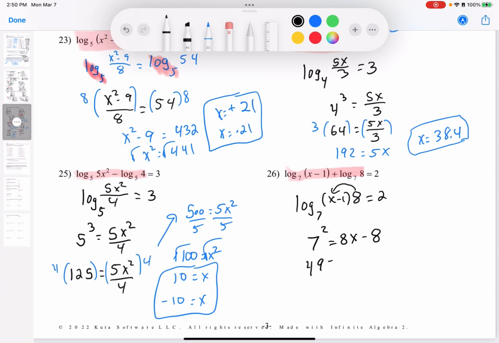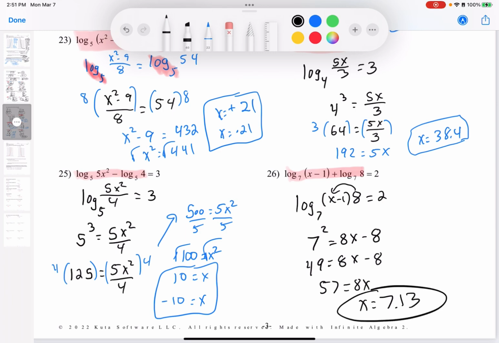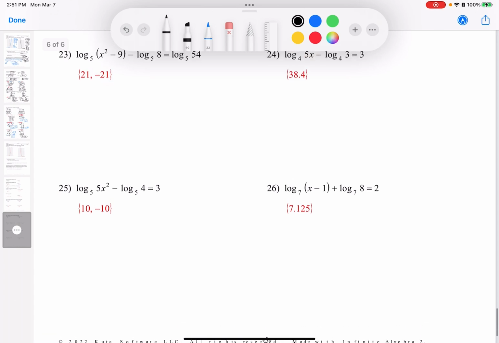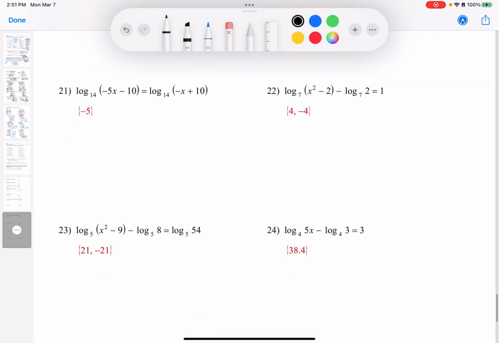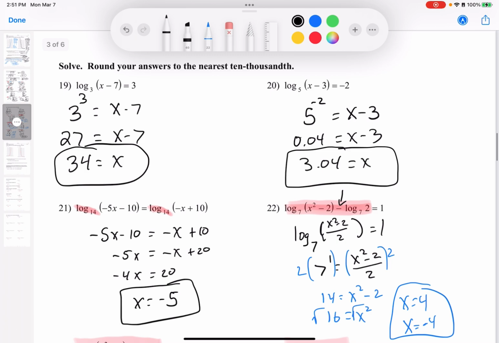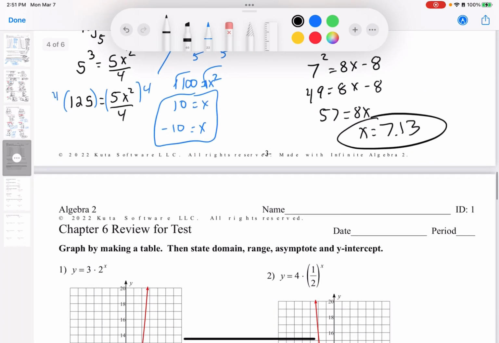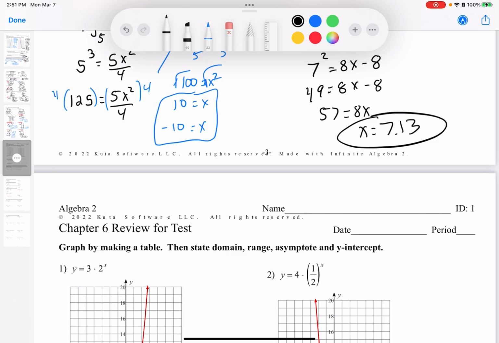So you'd have 49 equals 8x minus 8. So 49 plus 8 is 57 equals 8x. Divide by 8 to get a decimal. x is equal to 7.13. Here's your value for x. We'll go down there and check it. 7.125. I probably should have done, they said nearest 10,000th. By that time, I forgot what the directions were. So I should probably go back to what the directions were. And they say to the nearest 10,000th.